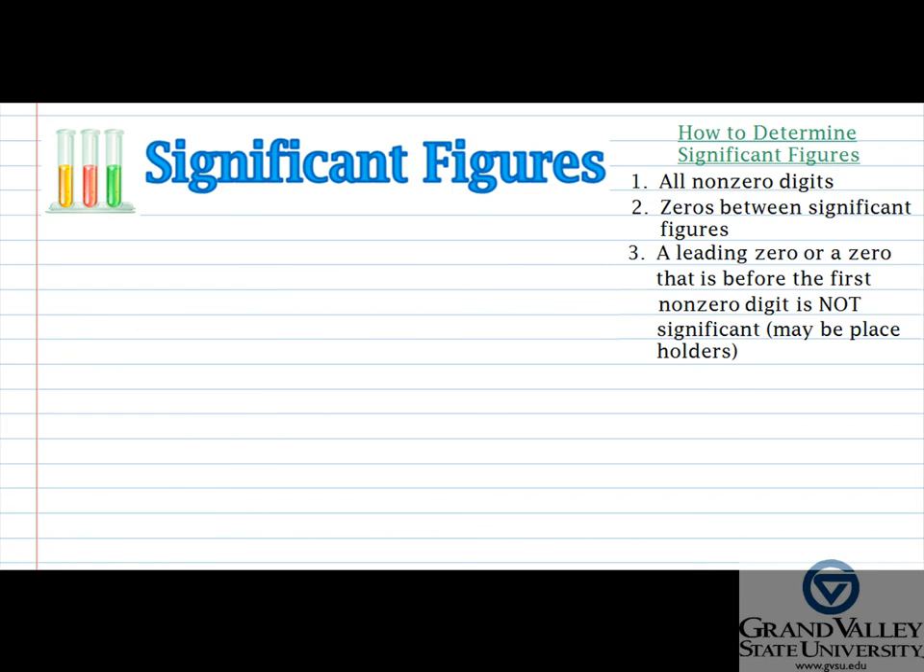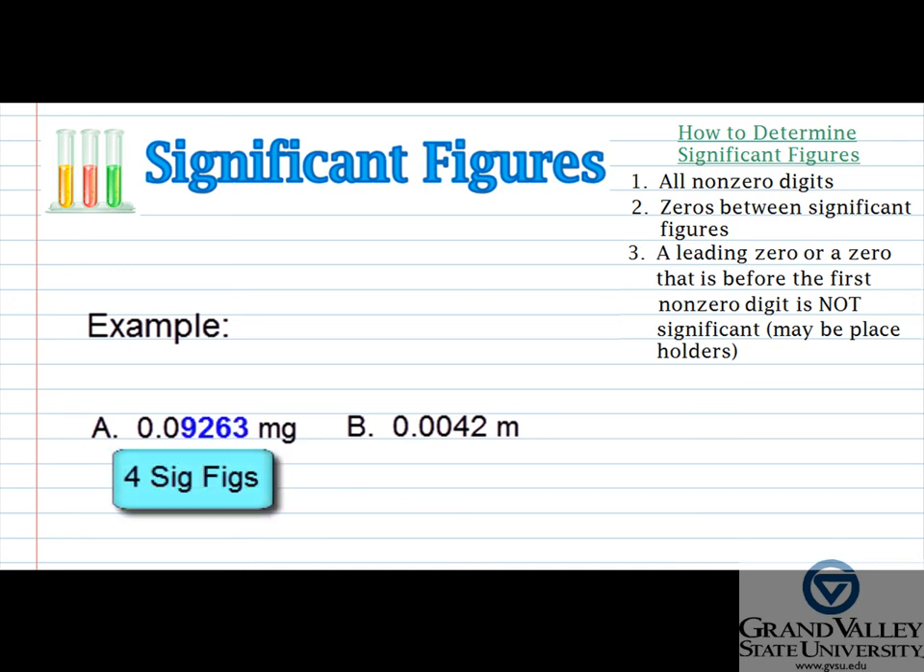The next rule explains that a leading zero that is to the left or before the first non-zero digit is not significant. For example, 0.09263 milligrams has 4 significant figures, and 0.0042 meters has only 2 significant figures.